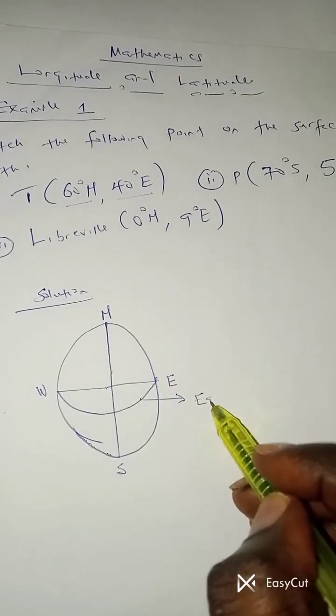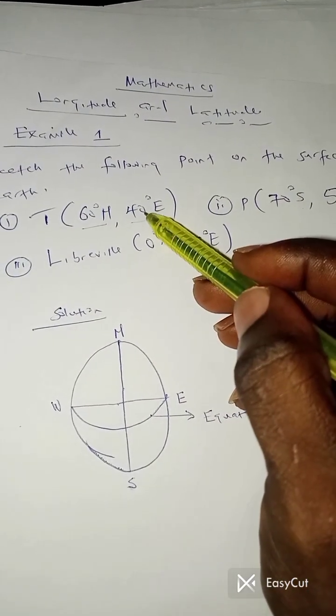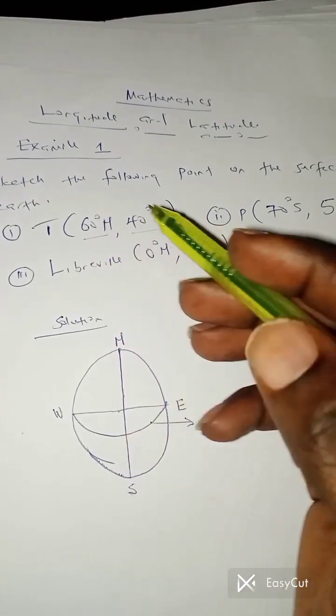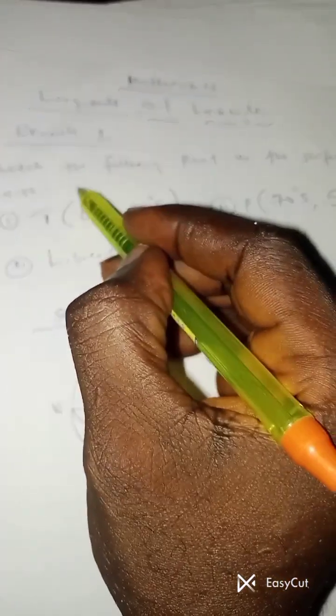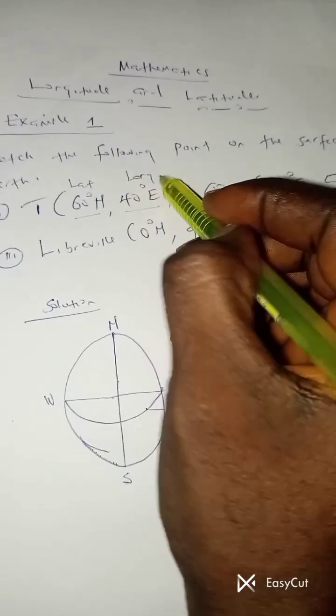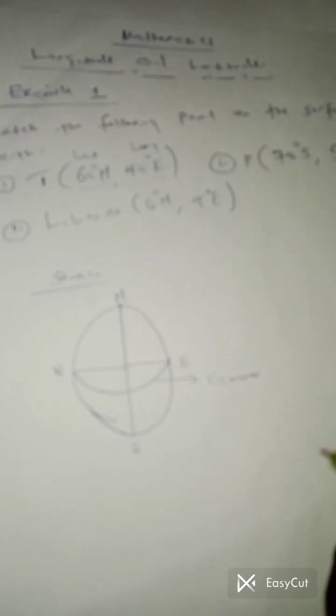You can name it like this. You can say equator. Also 40 degree. So now we have 60 degree. 60 degree simply means, we all know that this is latitude and this is longitude. So the latitude is either north or south, as I've already stated in the previous explanation. So I have a 60 degree latitude.